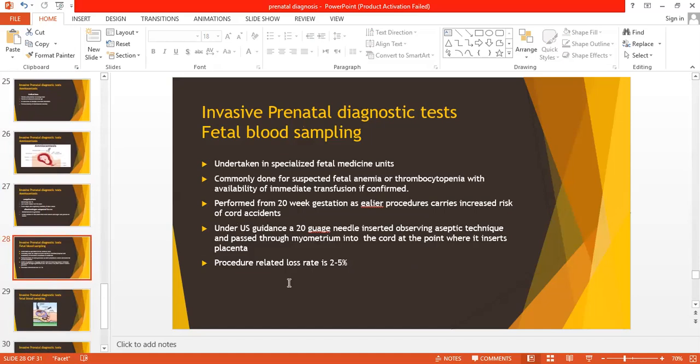The third one among the invasive prenatal diagnostic tests is the fetal blood sampling. It is undertaken in specialized fetal medicine units, and it is commonly done for suspected fetal anemia or thrombocytopenia with availability of immediate transfusion if confirmed. उसी टाइम आपने ब्लड लेके टेस्ट करना है, और if your suspicion turns out to be right, then you have to correct the fetal anemia and thrombocytopenia in the same go.